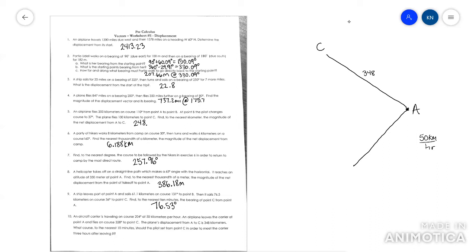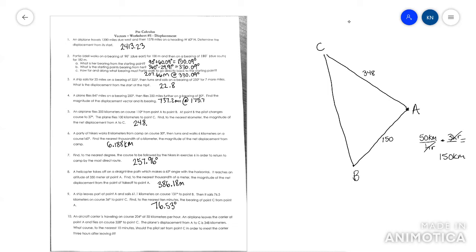So the key that they're going to give you here is they're going to tell you 3 hours later. So remember, we're going 50 kilometers per hour. If we times that by 3 hours, it's going to be 150 kilometers. That's this distance right here. Okay, so this is the triangle that they've given me. It looks like this. So we'll call this B.